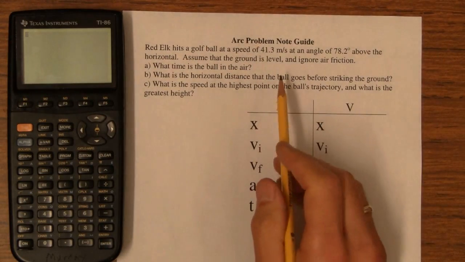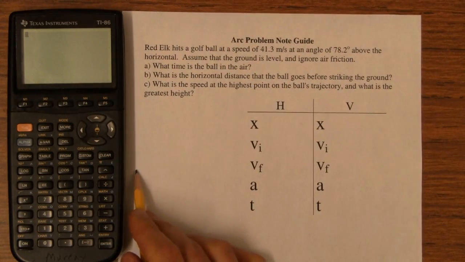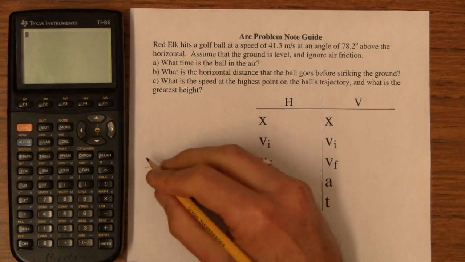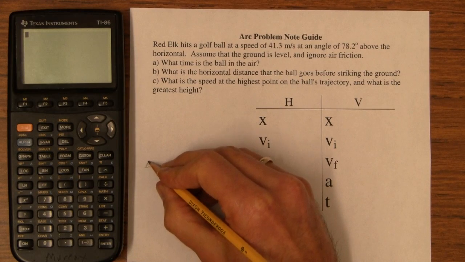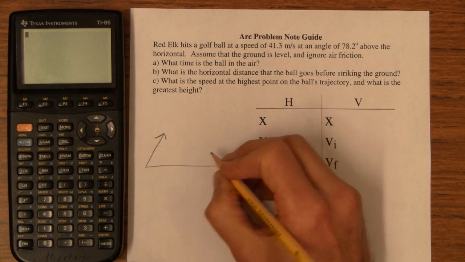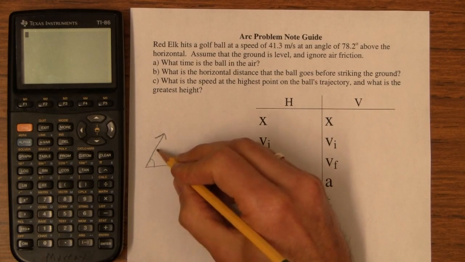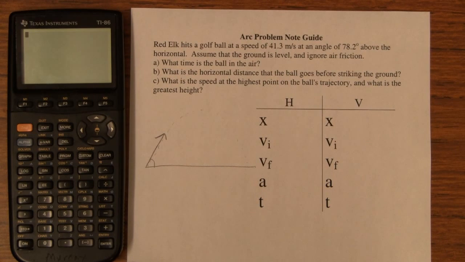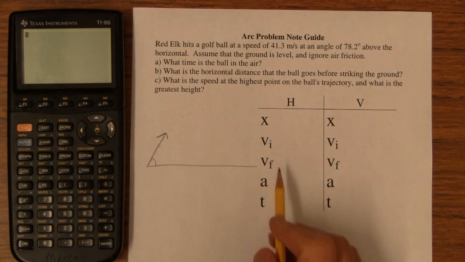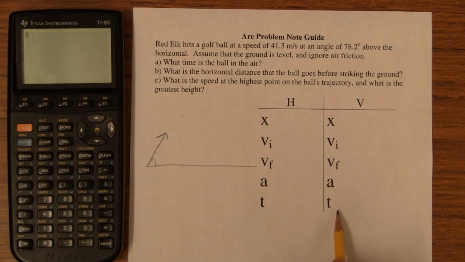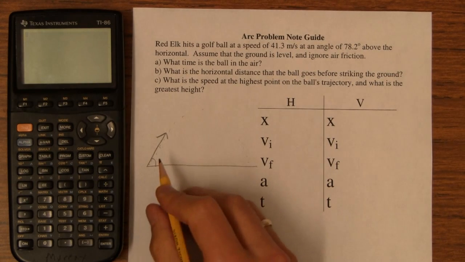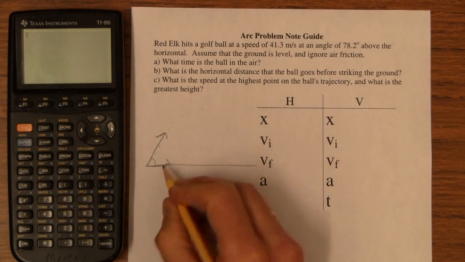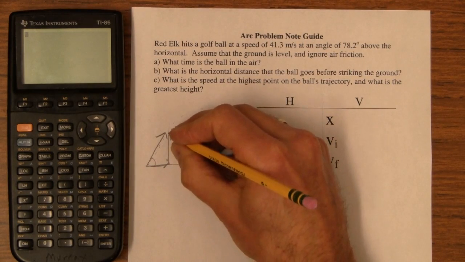So I call these arc problems. In this problem, the ball is going to leave the ground at 78 degrees with some velocity like that, and it's going to follow a path kind of like that and hit the ground. The good news is we're going to use the same exact thing that we did before. The only trick is that we've got to break this velocity into components. You've got to know what the x and the y are.